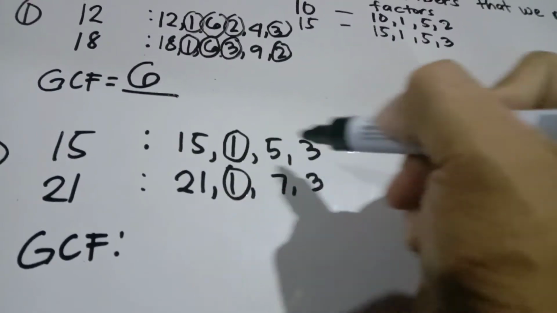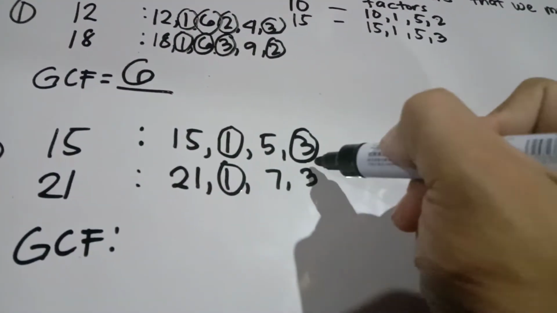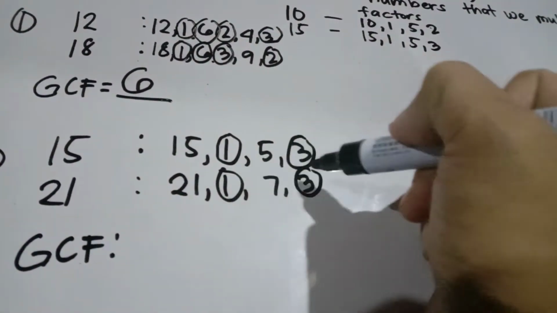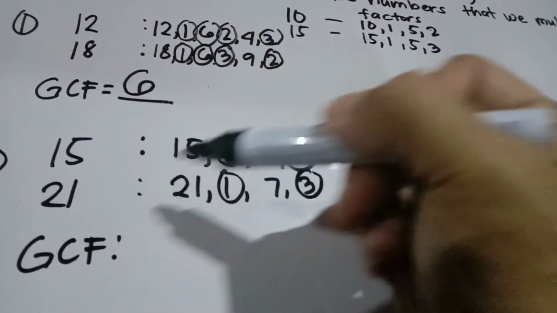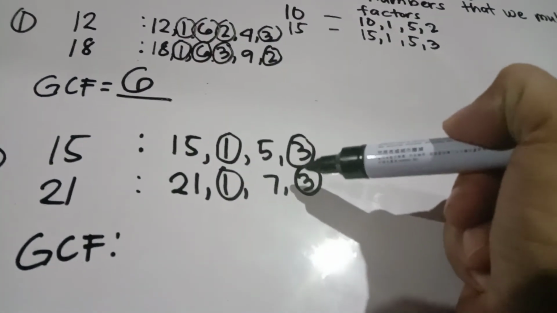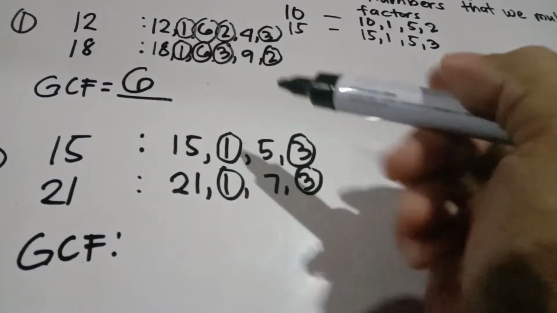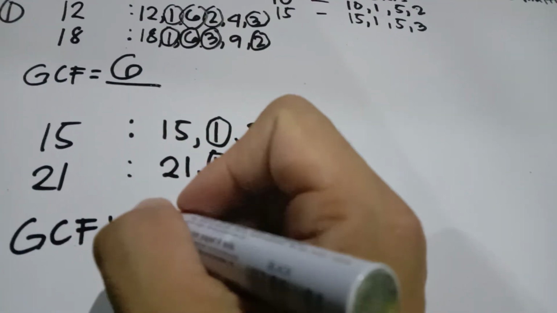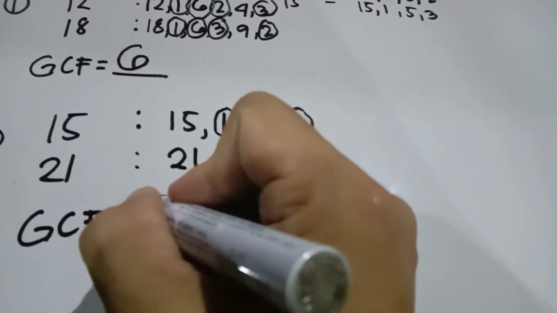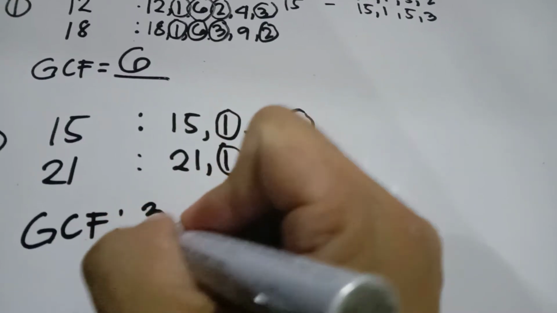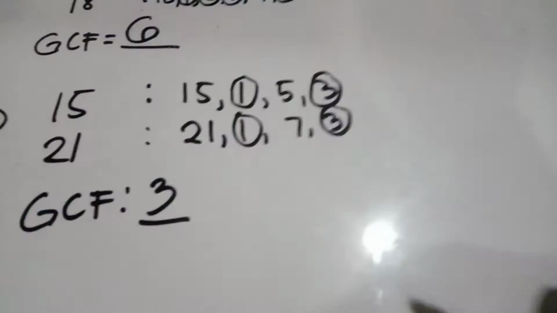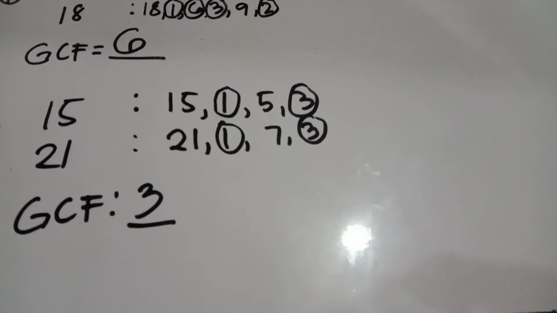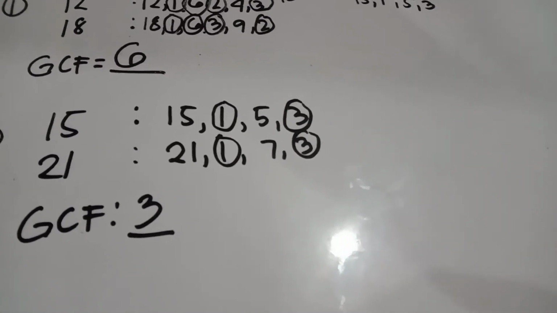So 1 is a common factor. 3 also is a common factor. So dalawa. We have 2 common factors. 15 and 21 have 2 common factors, which are 1 and 3. Now, out of the common factors that we have, hahanapin, pipiliin mo yung pinakamalaki, and which is 3. So therefore, the GCF or the greatest common factor of 15 and 21 is 3.